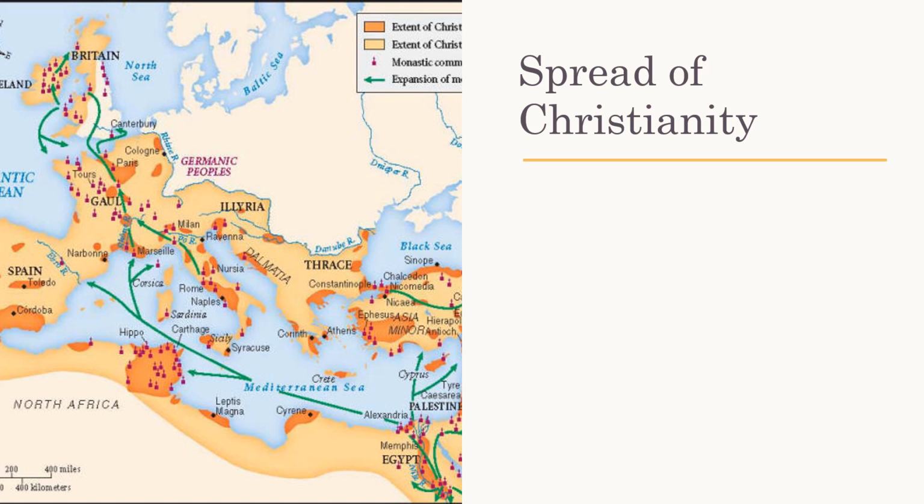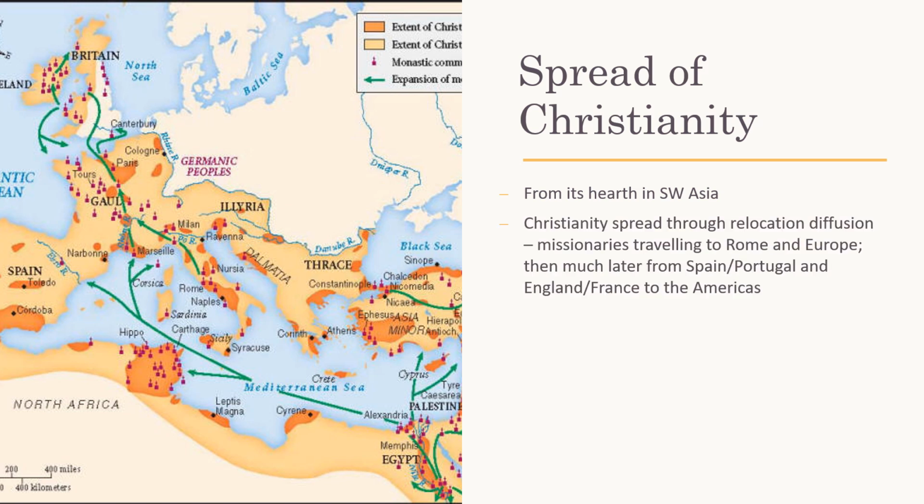So when we think about the spread of these religions, we start from those hearths, and then through time we see the extent of the spread of Christianity and Islam and other religions. So we think about the hearth in Southwest Asia, right? Modern day Israel for Christianity. It spreads through relocation diffusion. Missionaries would travel through the Roman Empire into Europe. Much later it travels from Spain and Portugal through relocation into the Americas, England and France to the Americas.